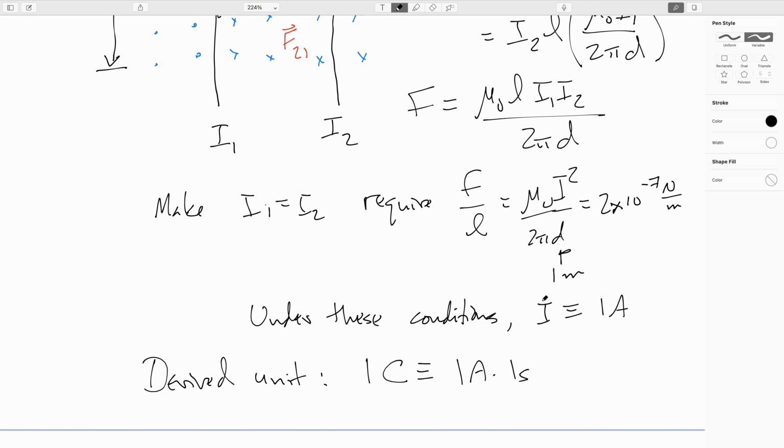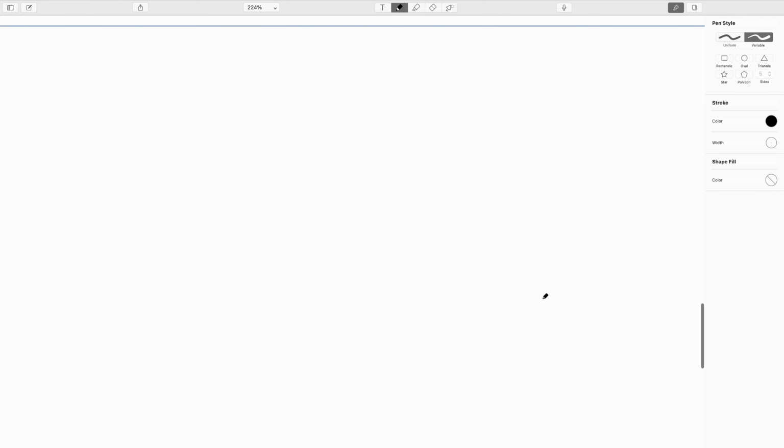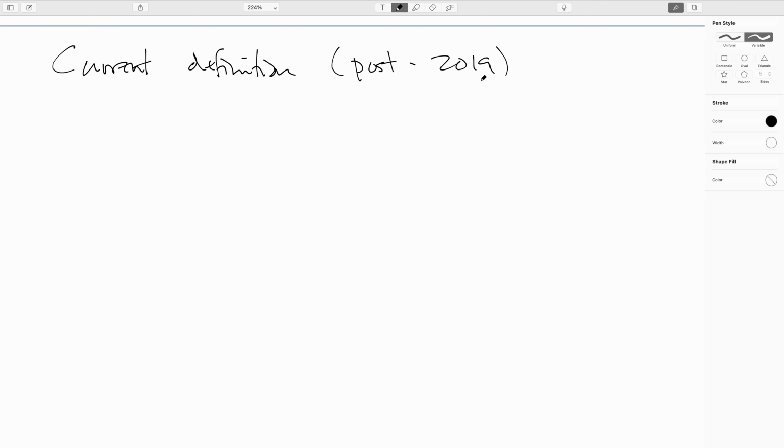With the redefinition, this has been kind of turned on its head. So this is the post-2019 definition of the ampere. Remember, in the redefinition of the SI unit system that occurred in 2019, all units are defined implicitly by setting certain physical constants to be equal to exact values.